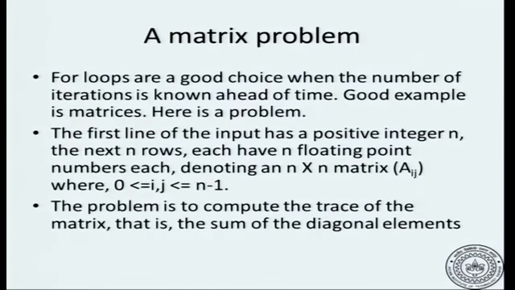Now the problem is to compute the trace of the matrix. The trace of the matrix is the sum of the diagonal elements. So it is defined as summation from i equal to 0 to n minus 1 of A sub ii. Notice that the matrix row indexing starts from 0. Similarly, the matrix column indexing also starts from 0.